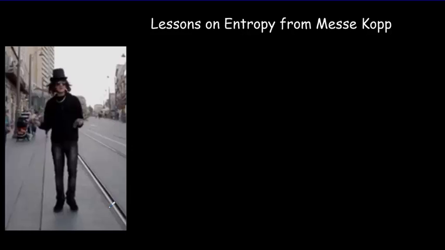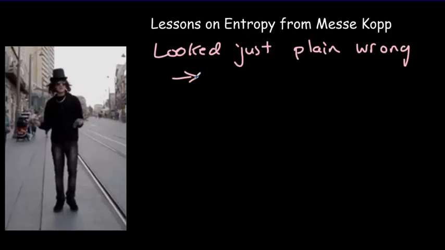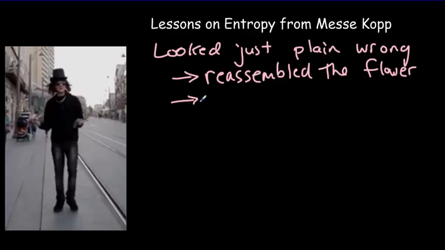There's a very important lesson that I want you to get out of that video, though. Some of the things in the video looked just plain wrong. And I'm referring to when he, say, reassembled the flower, or when he reassembled the table, including the chess pieces on it. And when you think about those processes, they involve a very large increase in entropy.